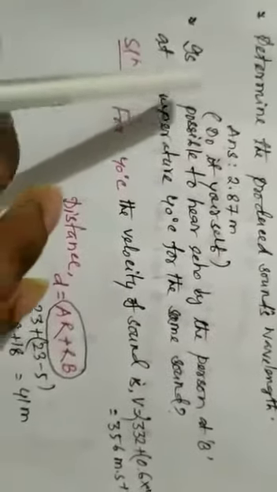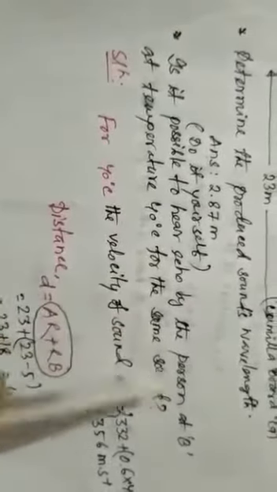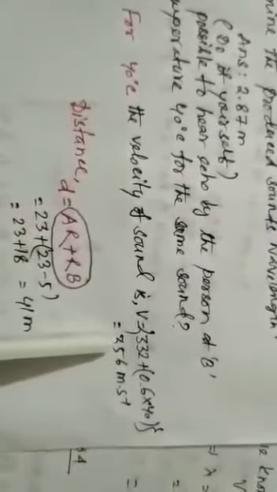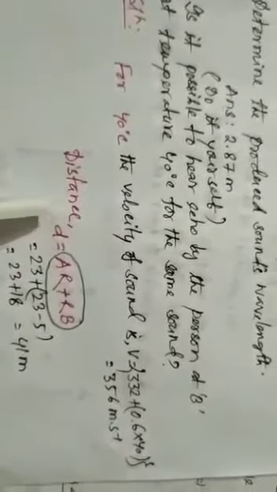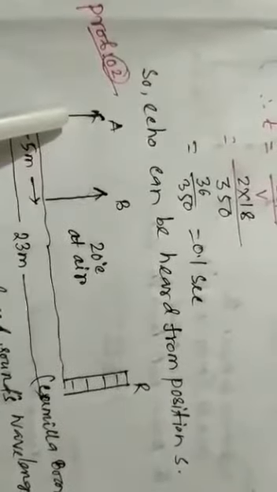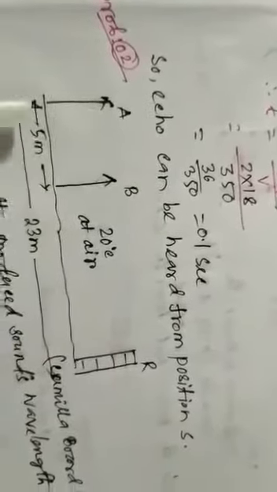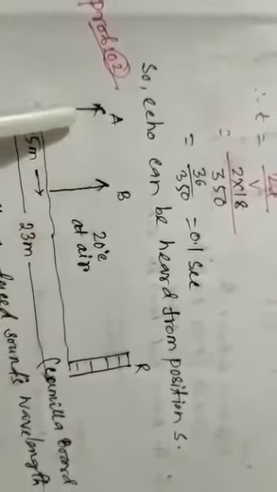Okay, the question is, is it possible to hear the echo by the person at B at temperature 40 degrees centigrade for the same sound? So first of all, you have to calculate the velocity of the sound at 40 degrees centigrade, and the velocity is 356 meter per second. Now we will talk about the distance. The sound starts from this point and it covers a path of 23 meter, because the distance of A and R is 23 meter.